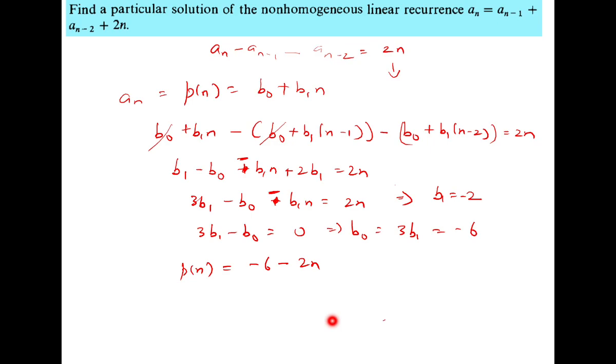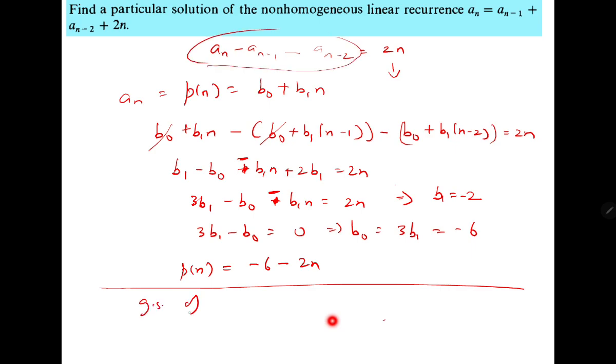Now let's say I have to find the general solution of this non-homogeneous linear recurrence relation. To find the general solution, the approach is to find the general solution of the homogeneous part. It means I have to find the general solution of a_{n-1} minus a_{n-2} is equal to 0, and then I add the particular solution of the non-homogeneous part, which is equal to 2n. That gives me the general solution of the non-homogeneous linear recurrence relation.